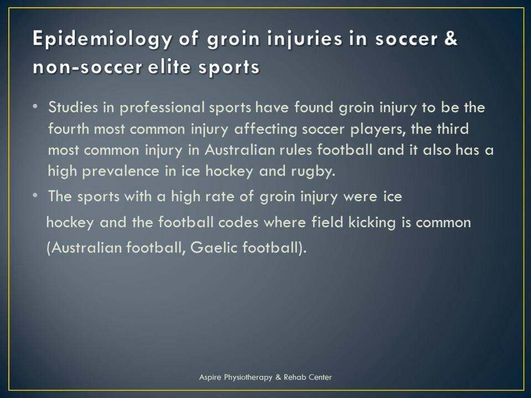Now, studies in professional sports have found groin injury to be the fourth most common injury affecting soccer players. So after ACL and hamstring, I think groin is the more prevalent injury. The third most common injury in Australian rules football, and it also has a high prevalence in ice hockey and rugby. The sports with a high rate of groin injury were ice hockey, and the football codes where field kicking is common, that is Australian football.